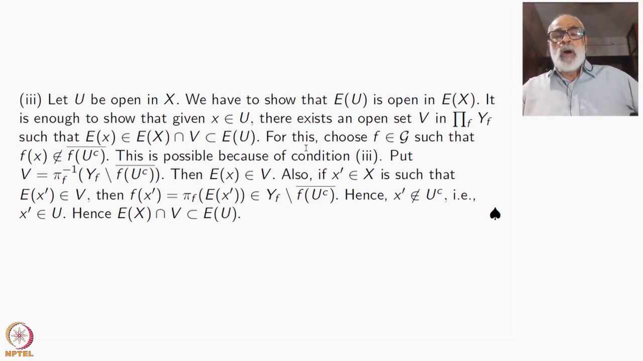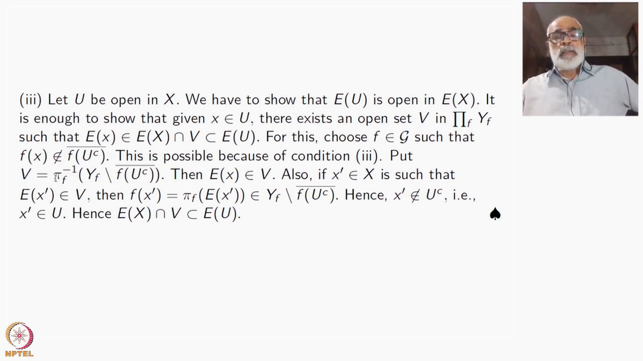For this, all that I do is choose f such that f(x) is not in the closure of f(U complement). Remember U is an open set, so the complement of U is a closed set, and x is not in the complement of U because x is inside U, right? Therefore, we have such an f, namely f(x) is not inside the closure of f(U complement). Such an f exists because of property 3.